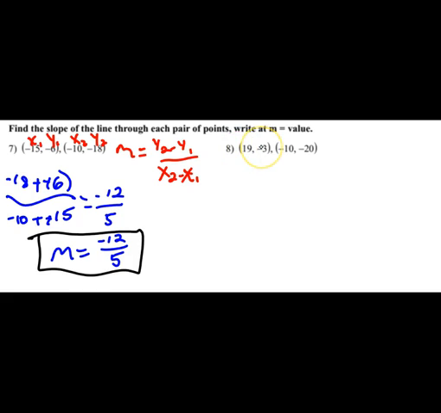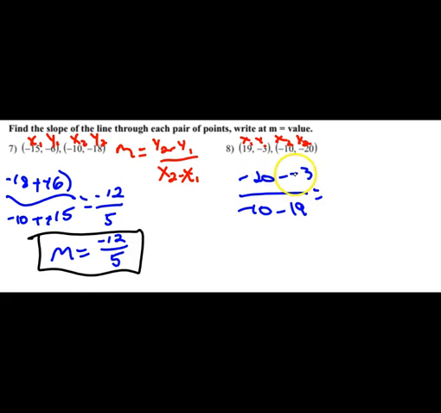Same process on number 8. Let's call those x1, y1, x2, y2, and then use this equation. So y2, negative 20 minus negative 3 over x2, negative 10 minus 19.